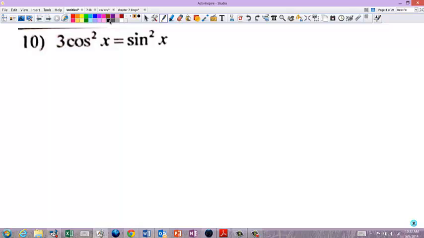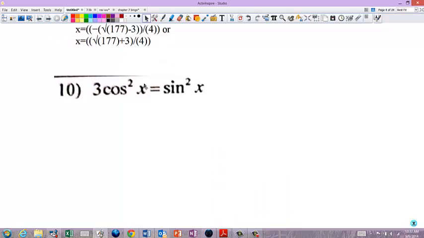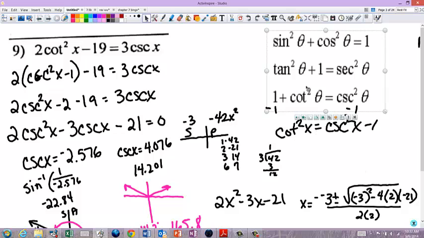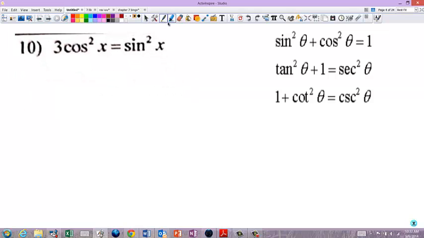So here I've got cosine squared and I've got sine squared in the same problem. I just need to pick one. Do I want to be in terms of sine or do I want to be in terms of cosine? I'll just replace sine squared with 1 minus cosine squared.